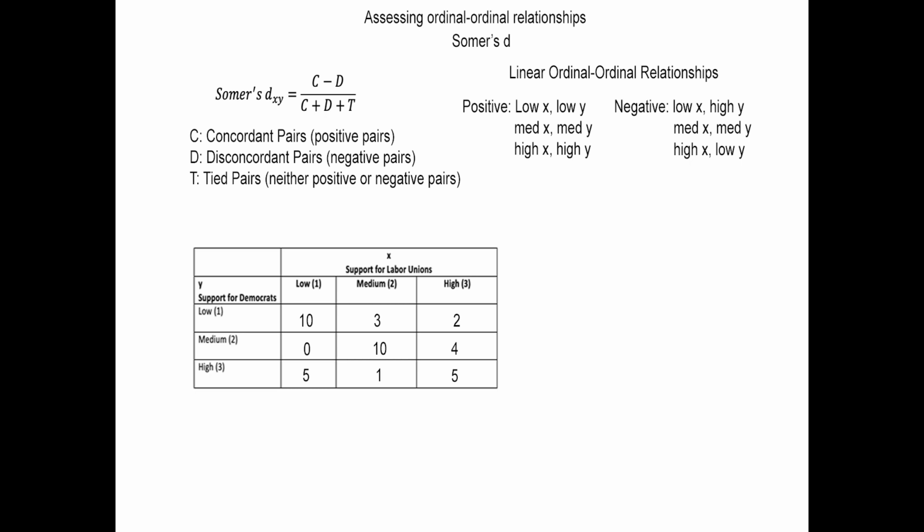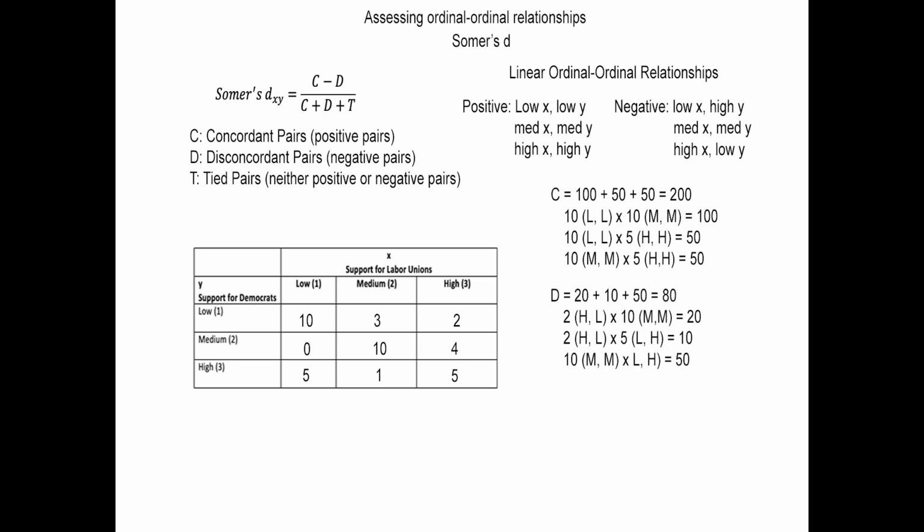Here we have observations in all of the cell entries. So our first step is to calculate concordant pairs. Once again, this is calculating all the pairs that run along that positive line: low x, low y, medium x, medium y, high x, and high y. We've already done this in our previous example, and we know that the concordant pairs in this case is 10 times 10 plus 10 times 5 plus 10 times 5, which gives us 200 concordant pairs.